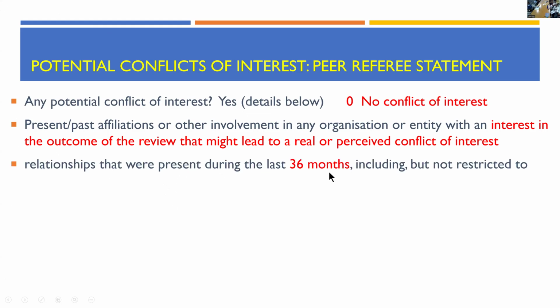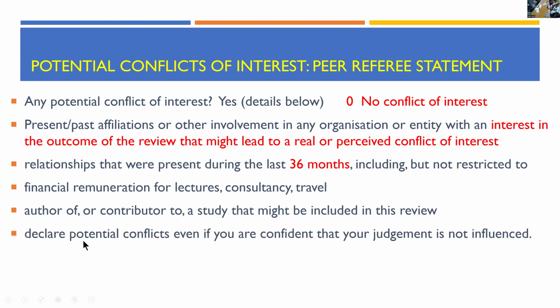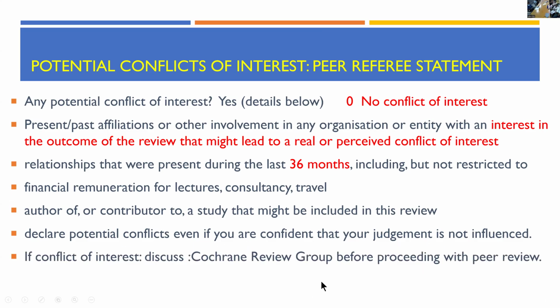Or any relationship in the last 36 months. I may have taken money for lectures. So even if it's not related to this, I have to say that yes, GlaxoSmithKline gave me money for some other lecture. Or I may be the author of one of these papers, then I have a conflict of interest because how will I do the critical appraisal of my own paper? I'll obviously find no flaws in it, right? And declare any potential conflict of interest even if you're not sure. So it's always wiser, especially when you're submitting any article to a journal, to declare any potential conflict of interest. So you have to declare your conflict of interest before proceeding. So I have none.